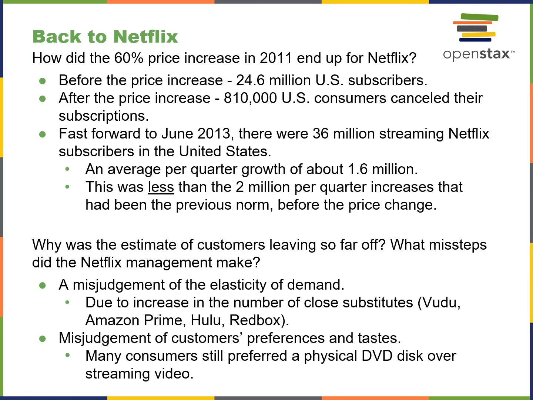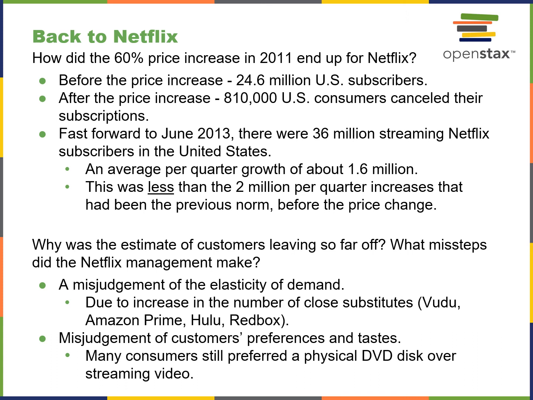So we're going back to Netflix in this slide. The 60% increase in 2011, how did that look afterwards? Before the increase, you had 24.6 million subscribers, and then after the price increase, less than a million had canceled it. And if you move ahead to June 2013, there were in fact 36 million streaming subscribers, an average quarterly growth of about 1.6 million. This was less than the 2 million per quarter increases that had been the previous norm before the price change.